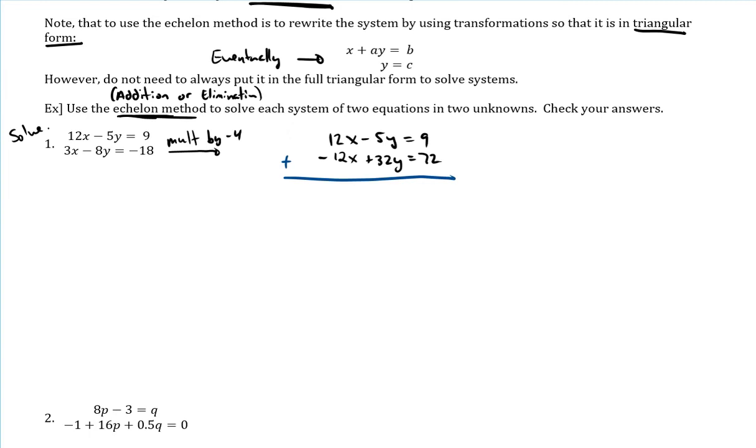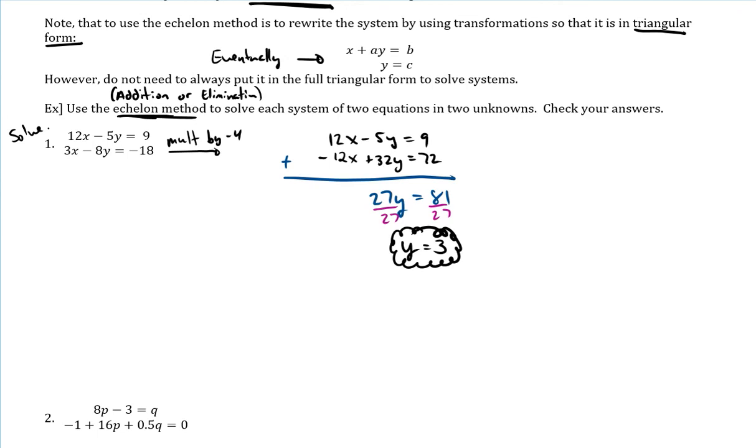When we add the y terms together, negative 5 plus 32 would be 27, and then attach the y, equals 9 plus 72 is 81. Now, if they're being nice, most of the time this goes in real nice. So 27, when it gets divided on both sides, we would have y equals 3. Okay, so that's part of our answer, so I'm going to cloud it.